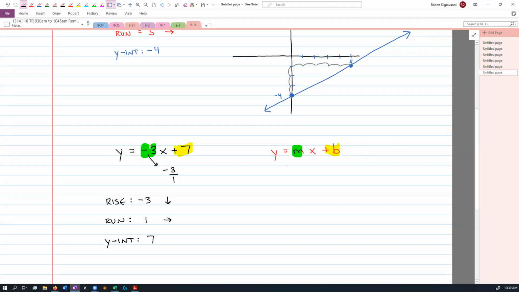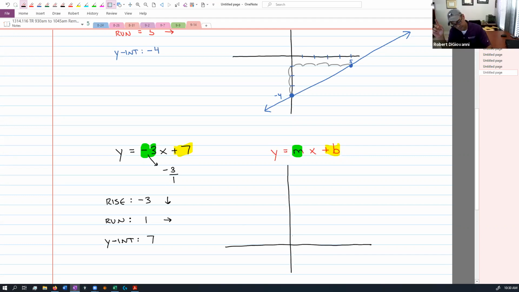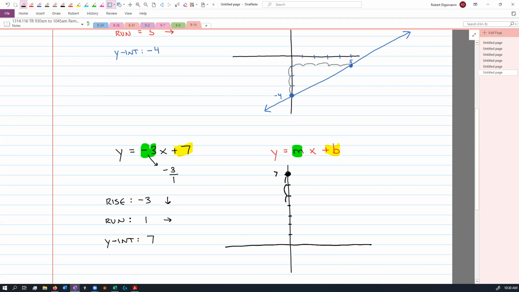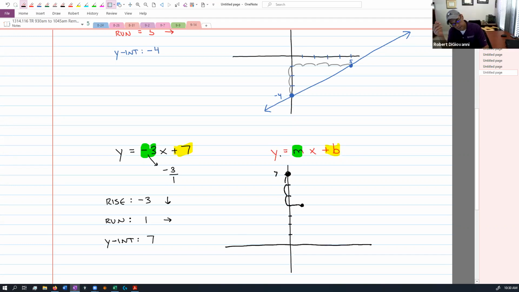So we now go with the graph. You just put the 7 on the graph, on the y-axis. 1, 2, 3, 4, 5, 6, 7. There's my y-intercept. Now I just go, you said what, down 3 and over 1? 1, 2, 3, and then to the right 1, drop a dot.